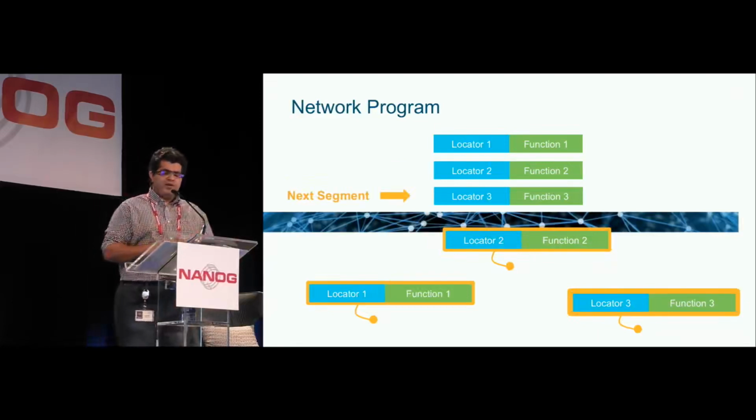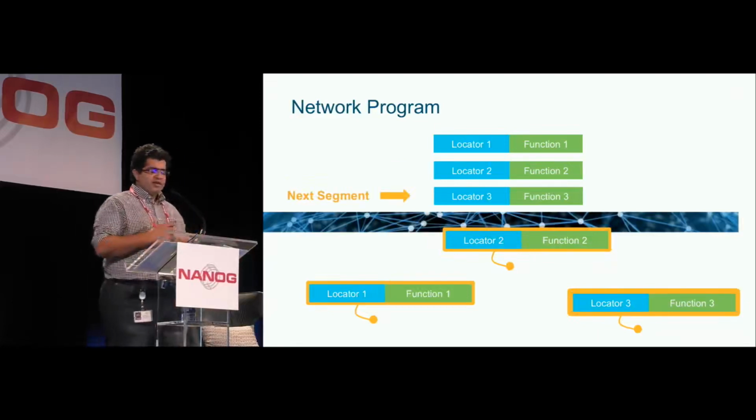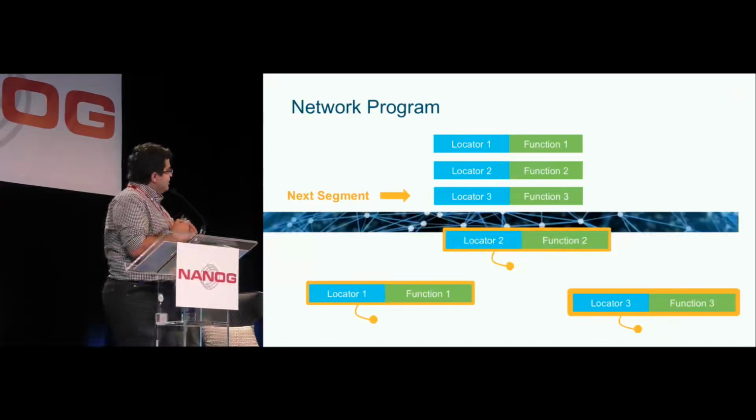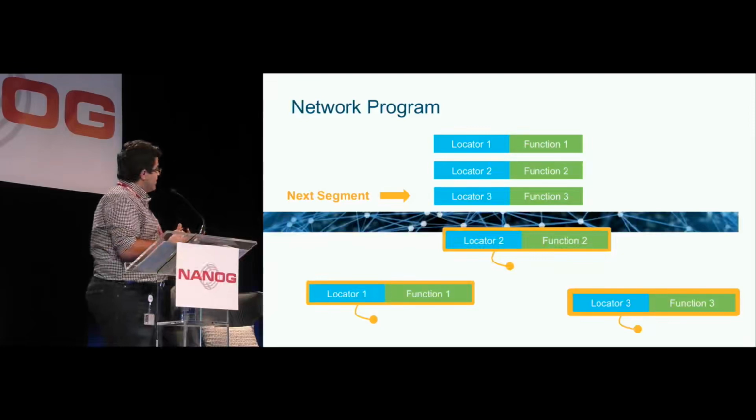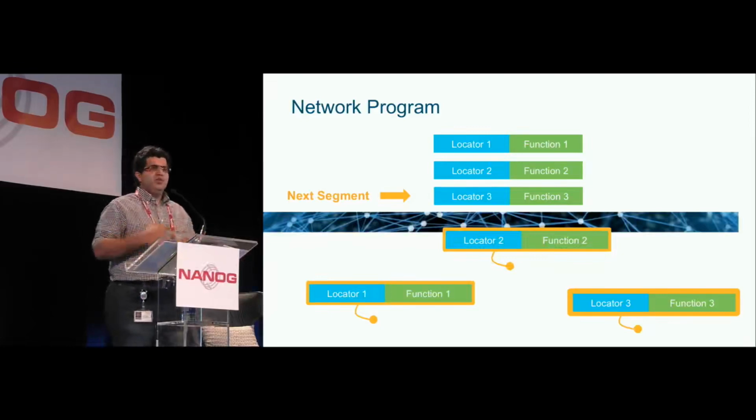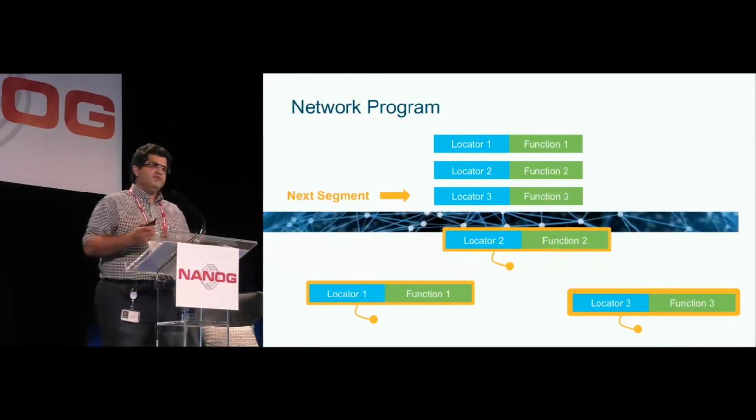One of the key points to underline here is that the only nodes which need to be upgraded are node 1, node 2, and node 3. So it really helps with the migration towards segment routing. Any node between node 1 and node 2 doesn't need to be upgraded. It is just doing IPv6 routing in the network.